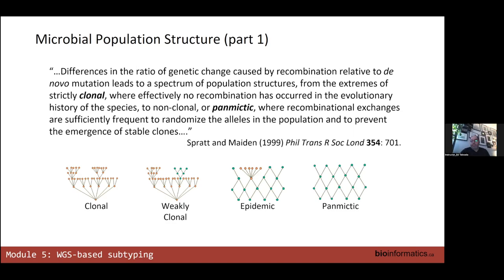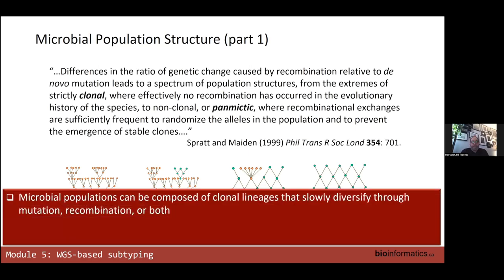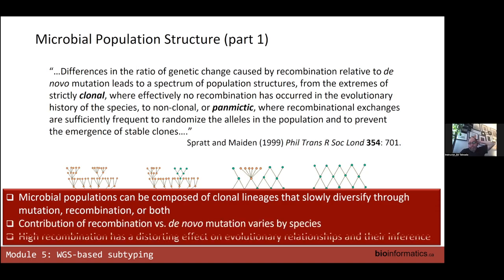I also have a tough time saying it. In panmixia, you have essentially just a free-for-all of recombination, and it makes it really difficult to do proper phylogenetic analysis. So all this is to say that different populations will have different combinations of recombination versus mutation. A lot of species have a bit of both, and you're left having to figure out the relative contribution of either process. But high recombination will have that distorting effect that we've been talking about.